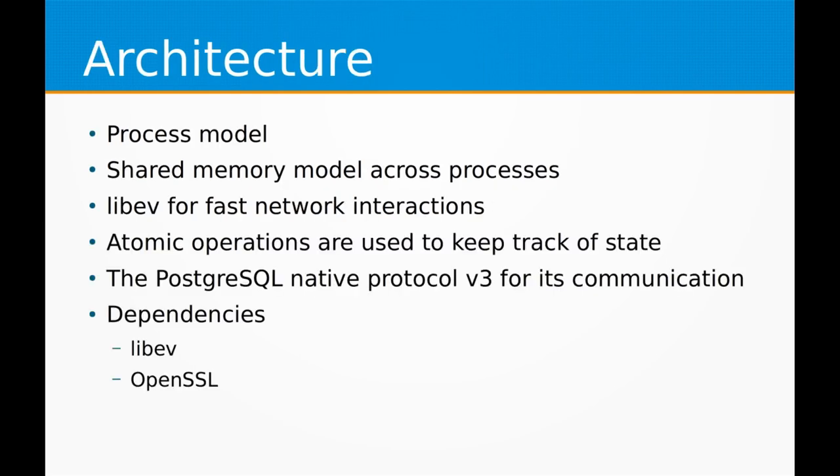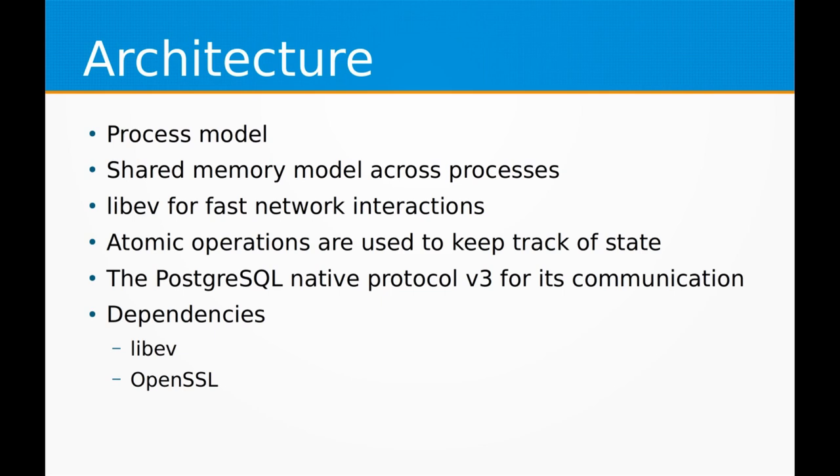The overall architecture of pgagroal is process-based. This means that if a client crashes a connection, it won't take down the entire pool, as only the client process is terminated. Using a process model means that we need to have a shared memory model in order to maintain state across all processes.